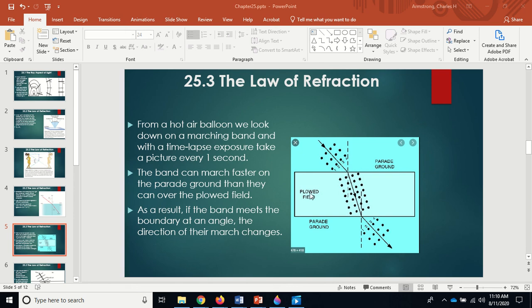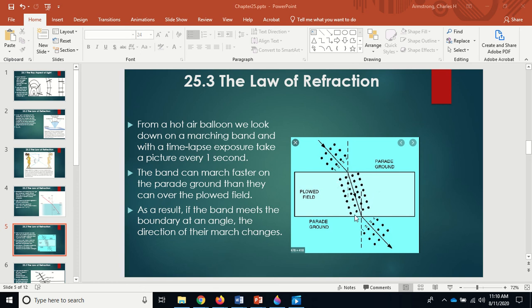Then they get to the plowed field. They're going to slow down on the plowed field. So this guy comes in, this guy's going to slow down first. Then this guy's going to hit it, and that guy's going to slow down, and so on. Now if you notice, there's a bigger difference between them here than there is here. So they're not moving quite as far per second as they were on the parade ground, and as they are in the plowed field.